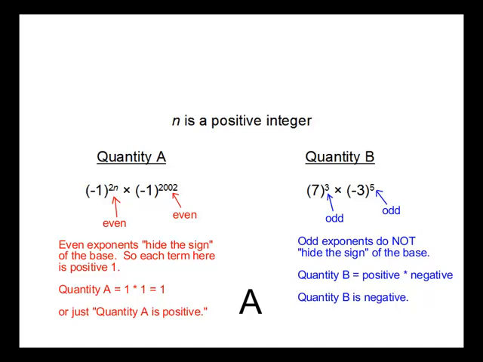With the odd exponents on quantity B, they don't hide the sign of the base. So it's not so important to actually figure out what 7 to the third is and minus 3 to the fifth is and actually get those numbers. What's more relevant is that 7 to the third is positive and minus 3 to the fifth is negative. And as a result, quantity B is negative, some negative large number. But comparing it to A is positive, B is negative. There you go, A is greater because it's positive.